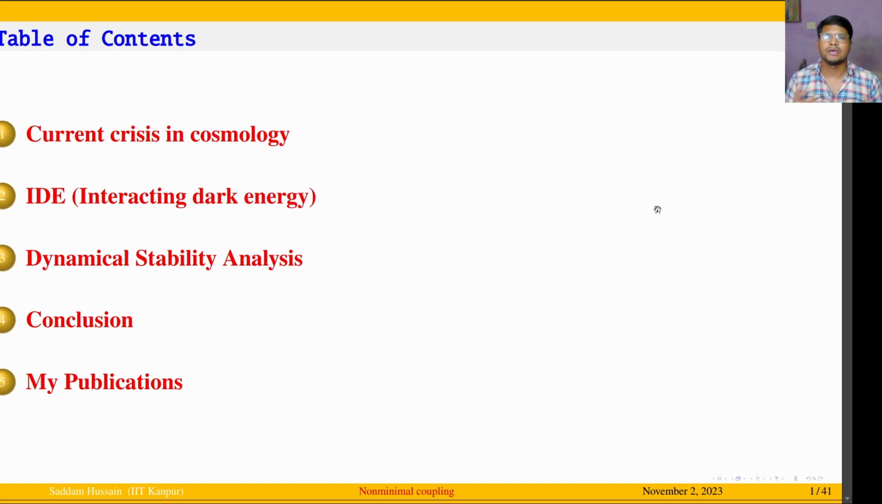So we are going to see in detail what interacting dark energy is, and then we are going to see what dynamical system stability analysis is. It's a wonderful mathematical tool with which we can study very complex equations in a qualitative manner. Then we are going to conclude this presentation, and after that we are going to list down all the publications from my PhD.